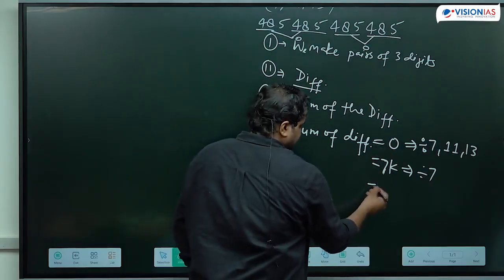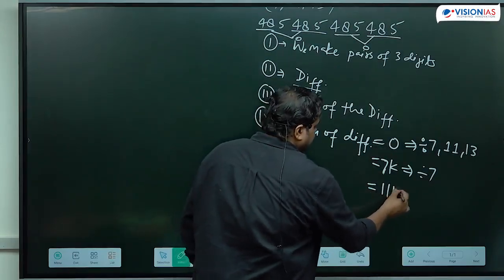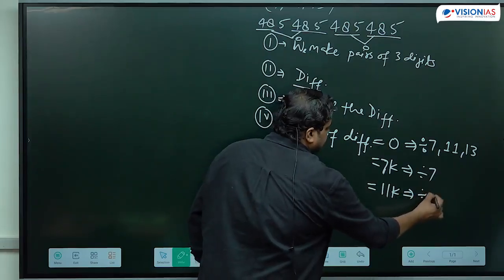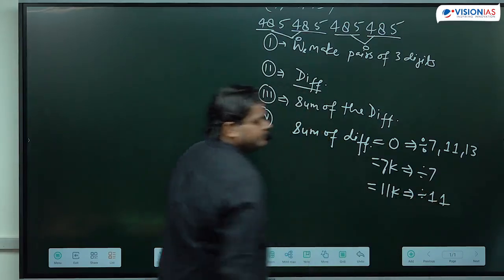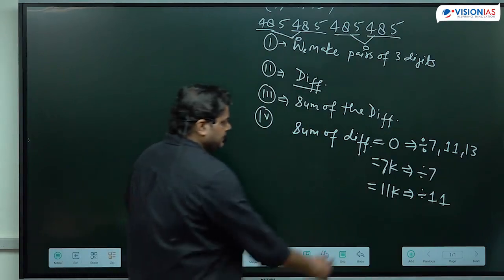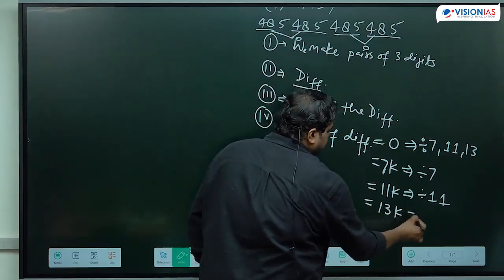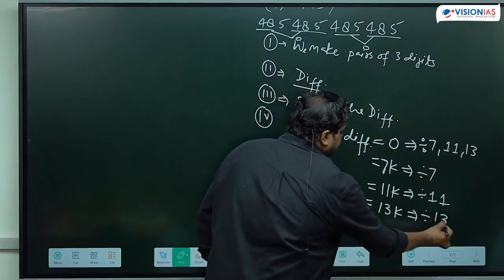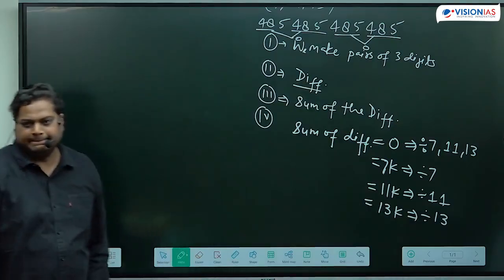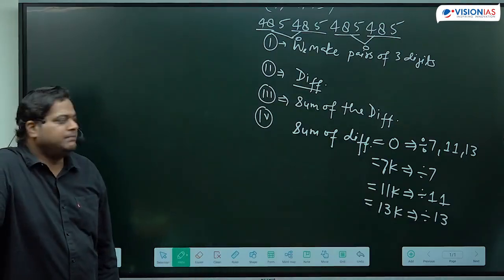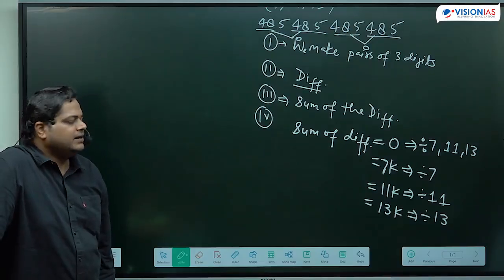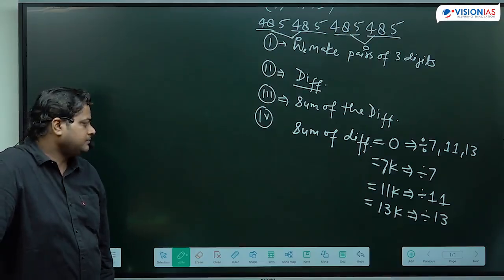If this sum of difference is a multiple of 11, we can say the number is divisible by 11. If this sum of difference is coming as a multiple of 13, we can say that the number is divisible by 13. This is the combined divisibility of 7, 11 and 13.